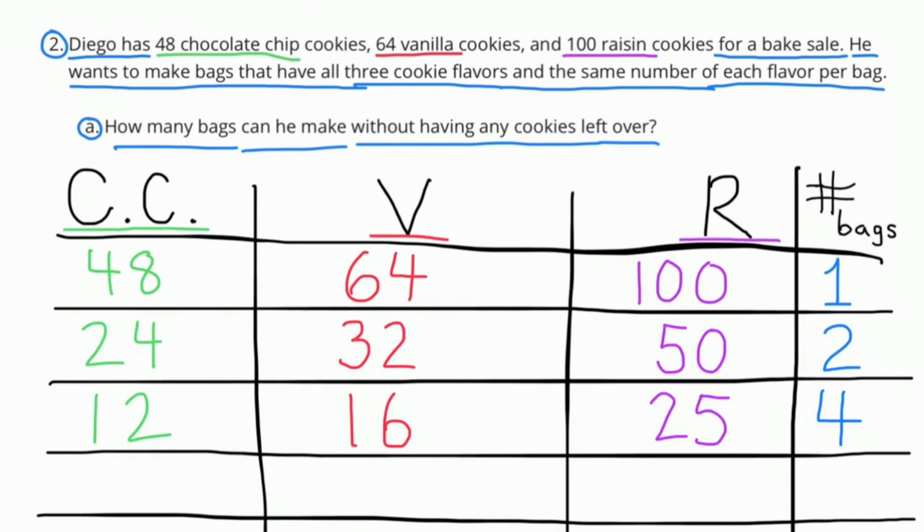raisin. If you were to divide those cookies up into 2 bags, you'd have half of 48, which is 24 chocolate chip cookies, half of 64, which is 32 vanilla cookies, and half of 100, which is 50 raisin cookies, and that's in 2 bags. 48 chocolate chip cookies divided by 4 bags would be 12, 64 vanilla cookies divided by 4 bags would be 16, and 100 raisin cookies divided by 4 bags would be 25. Diego can divide all of his cookies between 4 bags without having any left over.